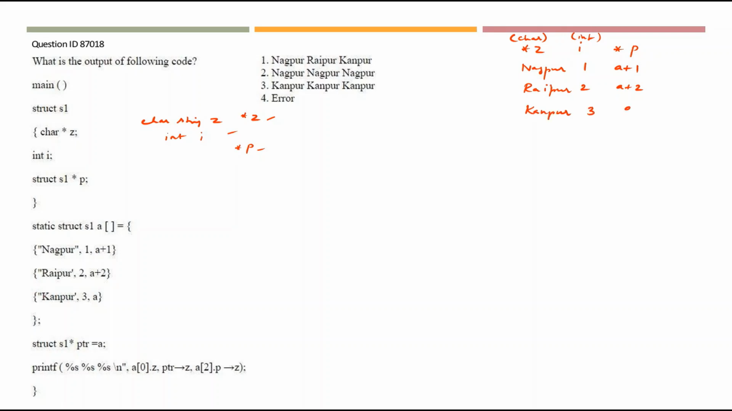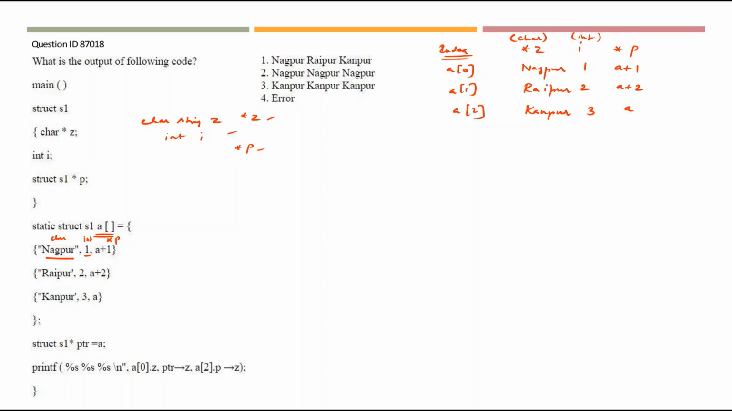And pointer will have the value of A. So whenever we say pointer is equal to A, we always say it refers to the 0th address. So I'll just place the index here. It is A of 0, A of 1 and A of 2. Nagpur goes to character, 1 goes to int and A plus 1 goes to pointer P. This is how I have written this part.